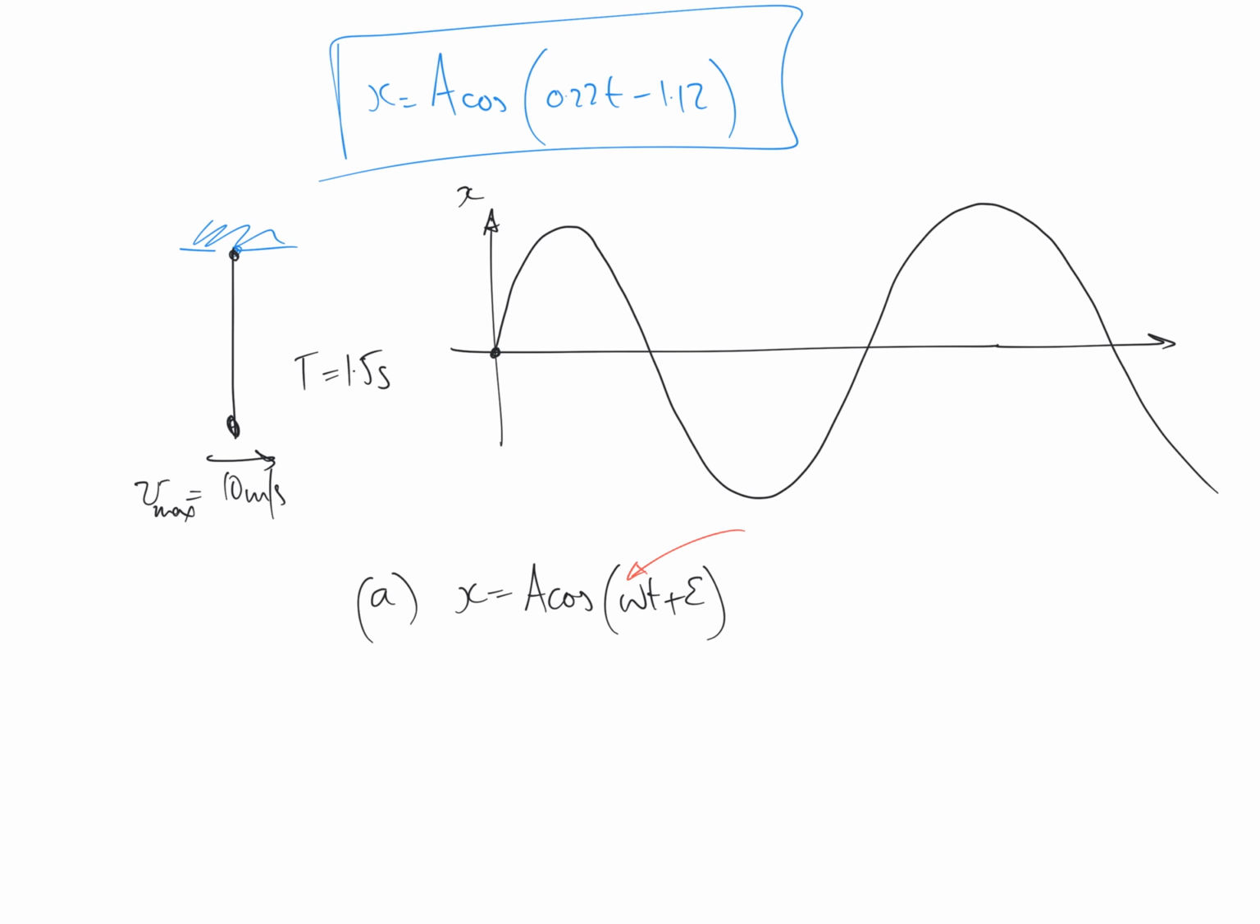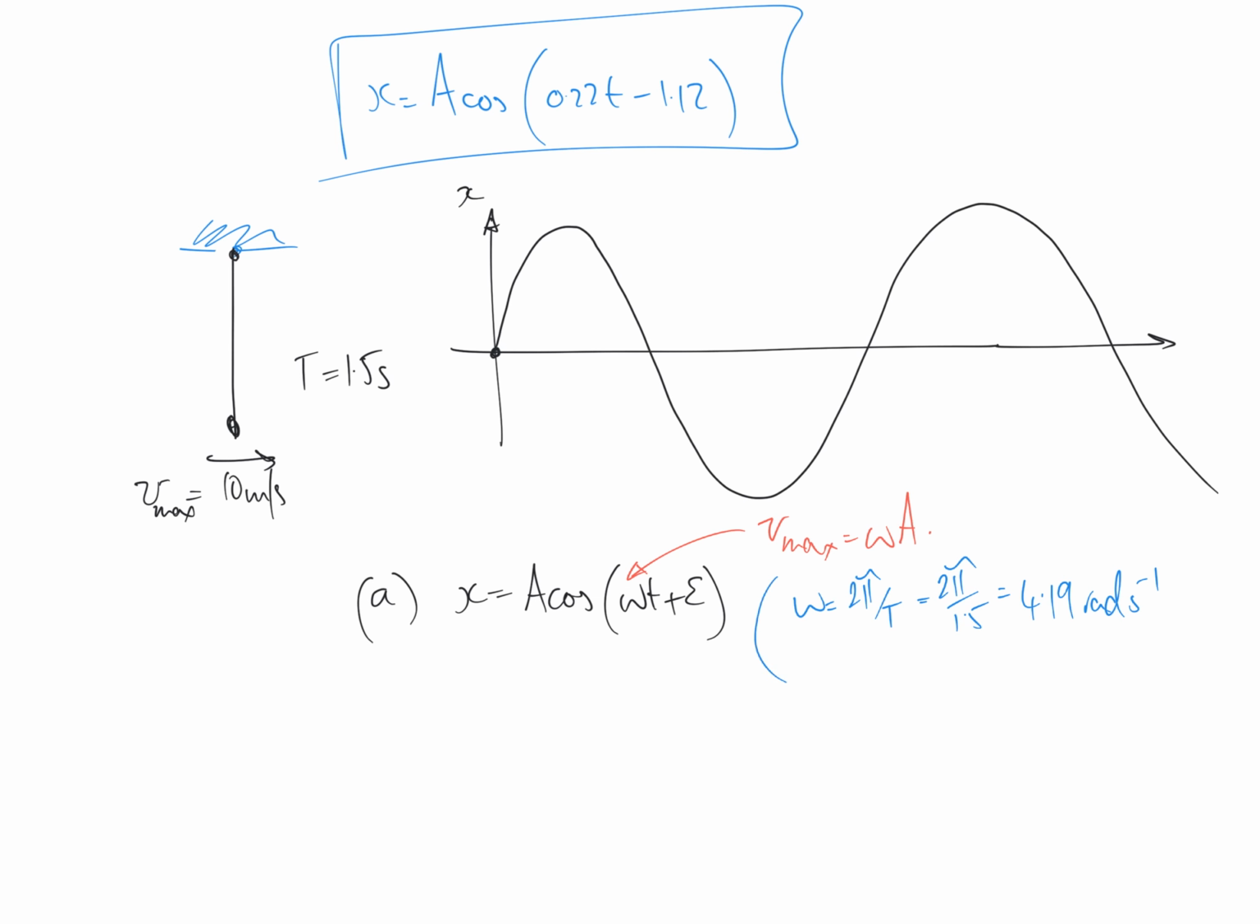Well, interestingly, how do we work that out? Well, we know that V max is going to be omega A. We also know, and I suppose I got a bit confused there, let me backtrack a little bit. We know that omega is 2 pi over T. So 2 pi over 1.5 gives us 4.19 rads per second.